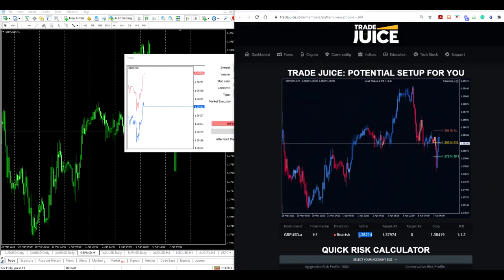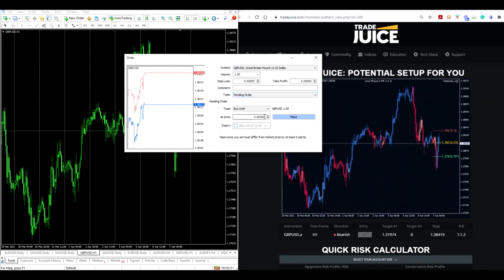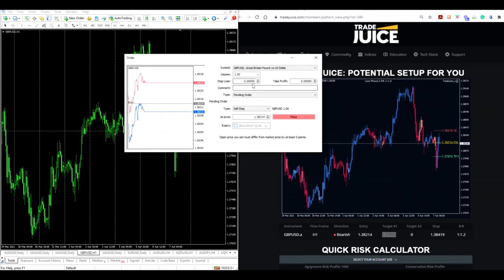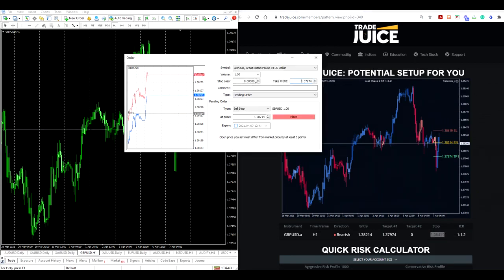Entry point is at this point here. And this would be a pending order as price is still above the actual entry point. And what I'm going to do is copy over the target. So I'm putting in my take profit target there. Next, I want to just copy over the stop. All I do is copy paste. And there we go. Paste the trade.